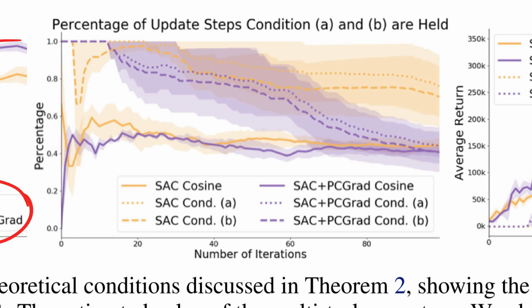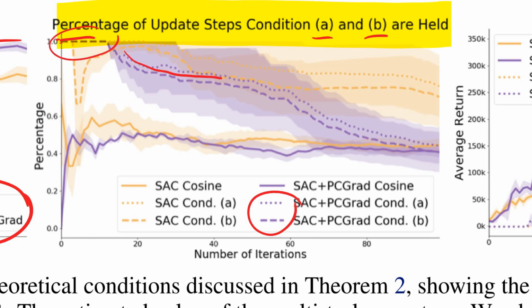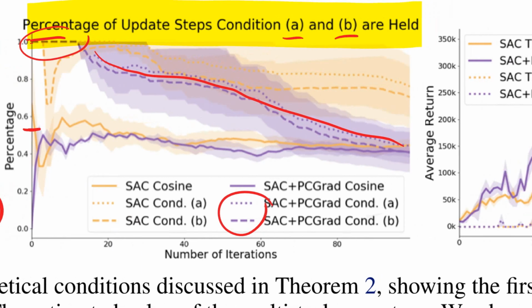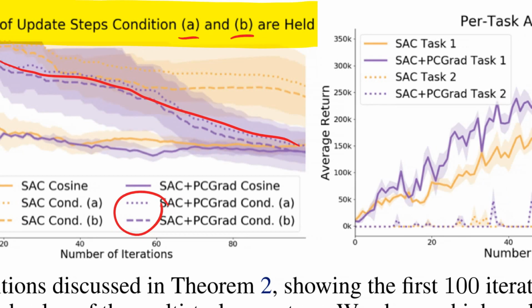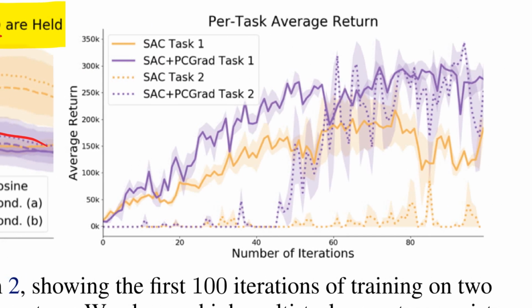Here you have the percentage of update steps where conditions A and B hold. You remember condition A was the condition on the conflicting angle. Condition B was the condition that the curvature is large enough. And you can see that as you go on with learning, these dotted and dashed lines, the conditions hold almost entirely at the beginning of learning, but then still hold in a big portion of the steps. So here is about half the steps still at the end of training where these conditions hold. So it is fairly good evidence that often the problems that they say are real are really there, and therefore their algorithm helps, right?